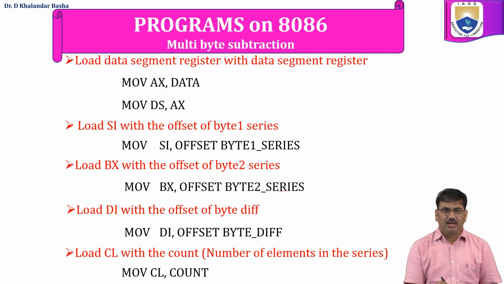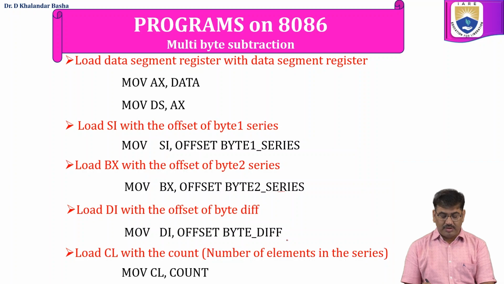Next, the address where the result is going to be stored in memory will be fetched by the next instruction, that is MOV DI, OFFSET BYTE DIFFERENCE. This instruction fetches the offset value for the variable byte difference into the register. As we are having multiple bytes, the count of how many bytes we have is loaded into the CL register. Next, we fetch the byte 1 series first content and subtract it with byte 2 series, and the result will be stored in byte difference.